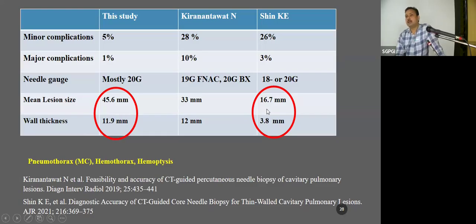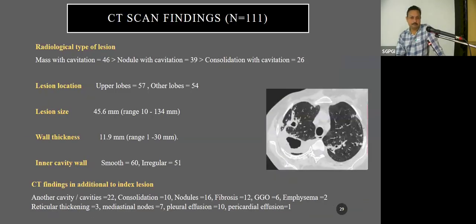Targeting a smaller lesion in the lung requires a lot of manipulation. Sometimes you have to repuncture the pleura. So the chances of pneumothorax and hemoptysis increase if you are targeting smaller lesions, while larger lesions are easy to target. So this may be one reason for the lower complication rate in our series.